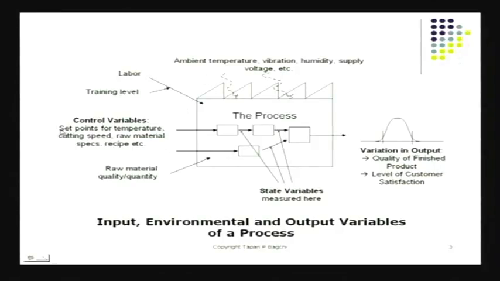Some of these we call control variables, and these are of course on the input side. I've got raw material, I've got labor, I've got training level and so on and so forth. Then I've got process conditions, which are going to be influenced by the control variables. These are going to be factors that might be impacting the process that is inside.